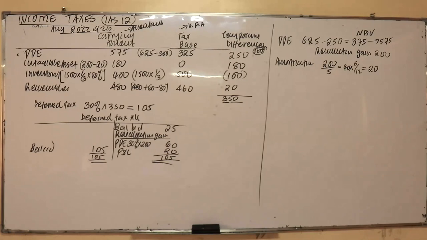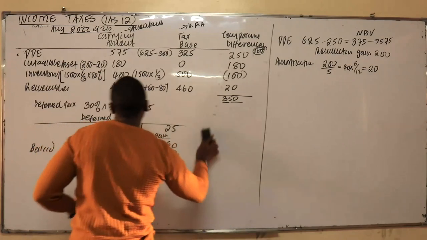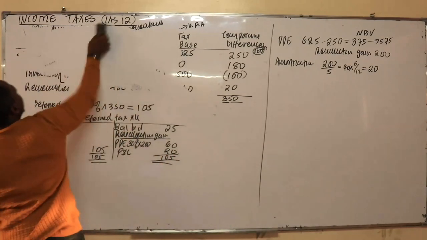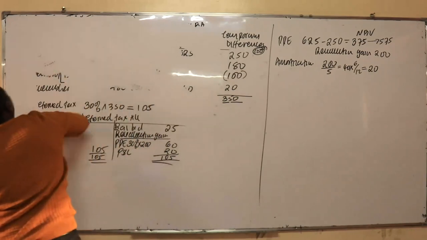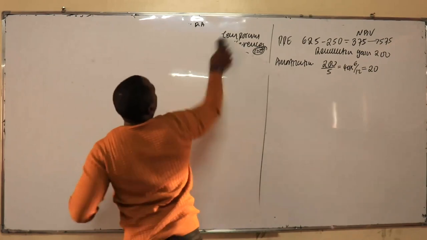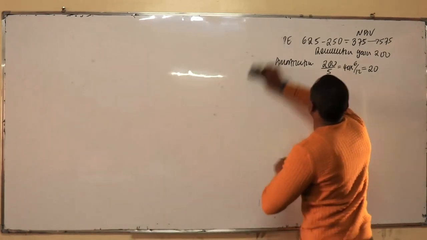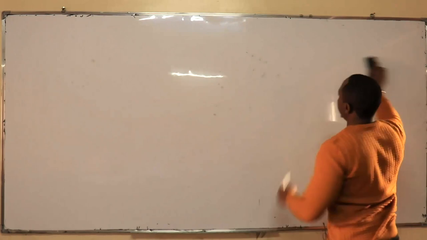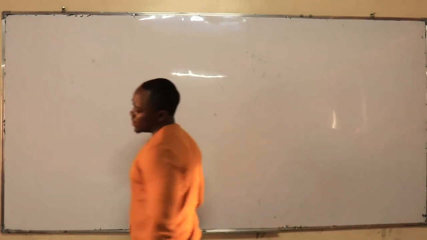Now let's look at methods of determining income taxes. Okay, before we go to that, now let's look at argument for recognizing deferred tax. Why should a company take into account the deferred tax when determining the tax expense? Because most of the SMEs do not recognize deferred tax. What are the arguments, or the importance or advantages, of recognizing deferred tax?